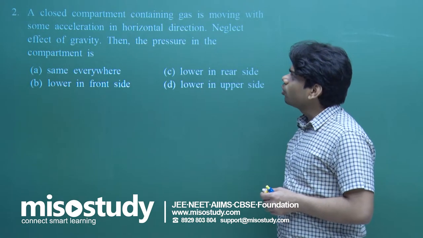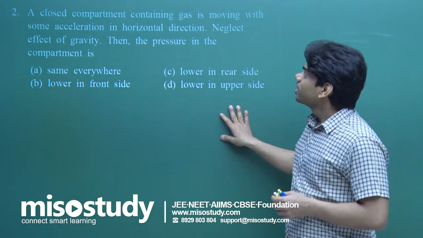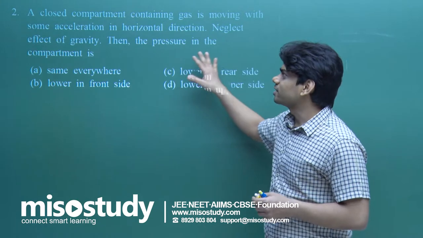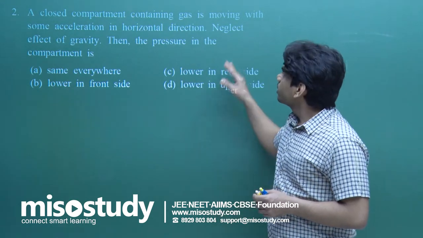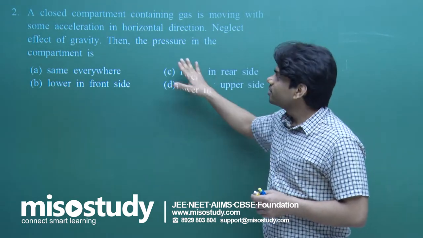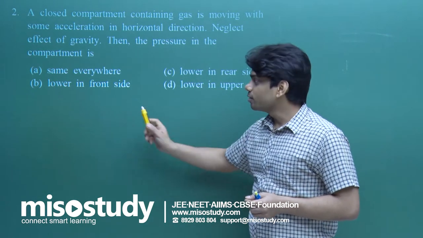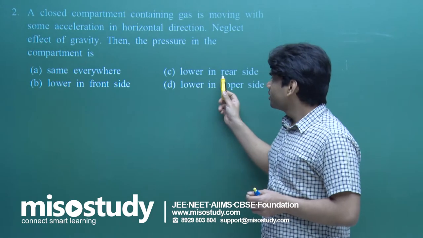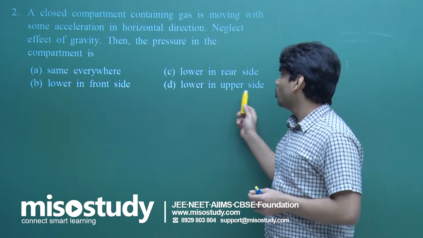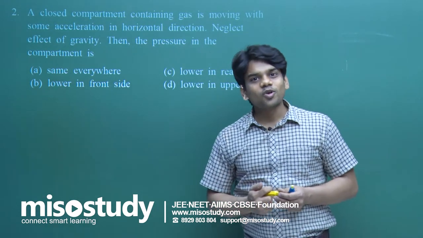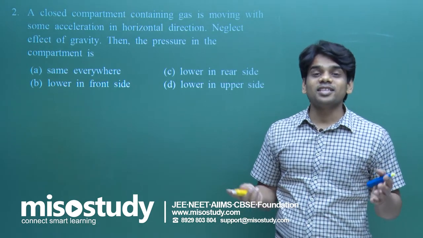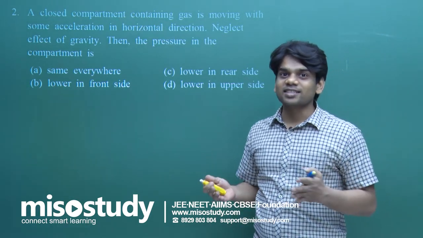Second, a closed compartment containing gas is moving with some acceleration in horizontal direction. Neglect effect of gravity, then the pressure in the compartment is A, same everywhere, B, lower in front side, C, lower in rear side, and D, lower in upper side. Let's go ahead and check the scenario, what is happening. It says that it's a container, there is a gas contained in it.